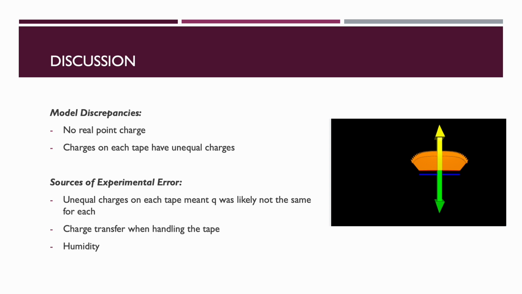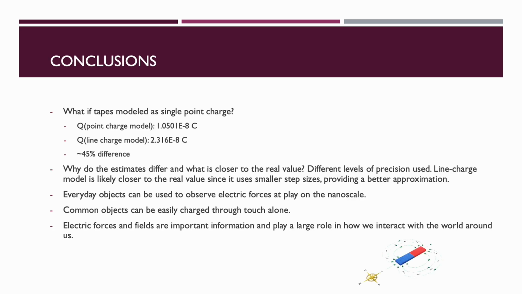The model discrepancies are that we don't have any real point charge, and the charges on each tape likely have unequal charges. Some sources of experimental error are that there are unequal charges on each tape, meaning that Q is likely not the same for each, and you have a charge transfer when handling the tape, and also humidity. Finally, to the conclusion: what if the tapes were modeled as a single point charge?